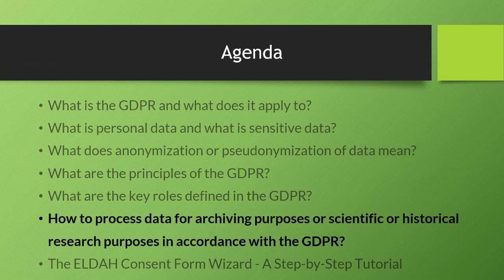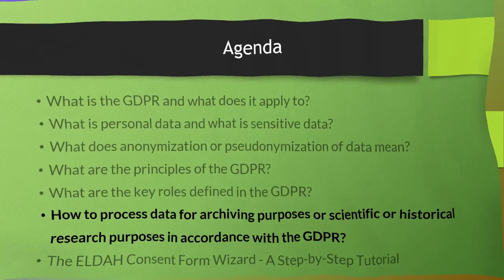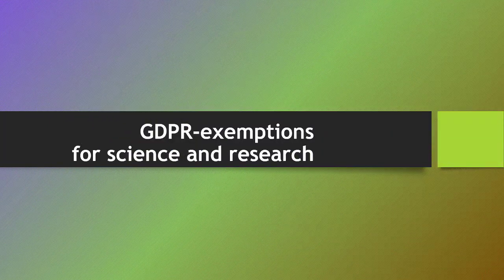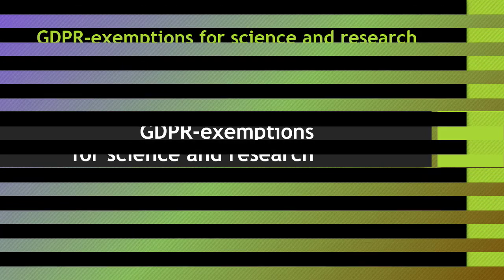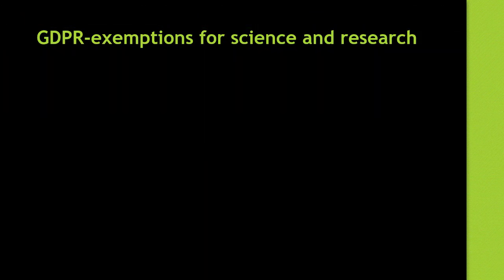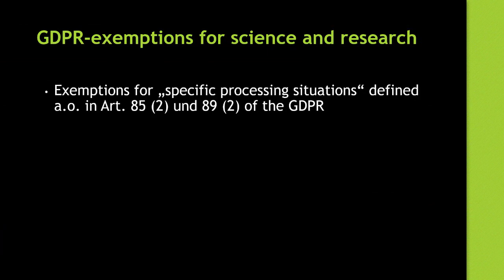How can data be processed for archiving purposes as well as for scientific or historical research purposes in a GDPR-compliant manner? Within this context, we will highlight the GDPR's exemptions that were formulated in favor of archiving purposes and scientific or historical research purposes. The GDPR contains certain exemptions for science, research, and archiving. These exemptions, for specific processing situations, are defined amongst others in Articles 85 and 89.